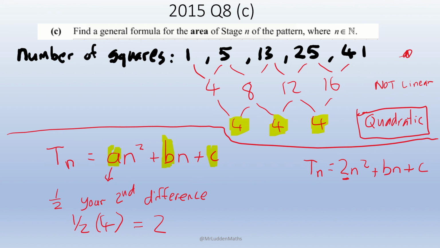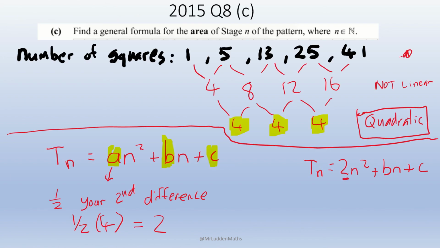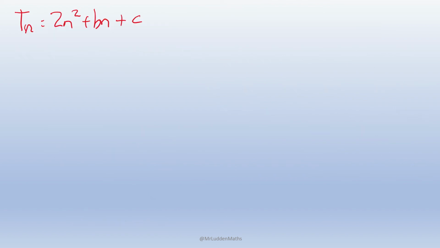So just to give myself some room, I'm just going to move down to a new page, and I'm going to bring that with me. So I'm going to have Tn is equal to 2n squared plus bn plus c. And in order to find out what my b and my c are now, we need to have a look at a certain piece of information from our original sequence. So my first term is 1, my second term is 5. I'm going to use that here.